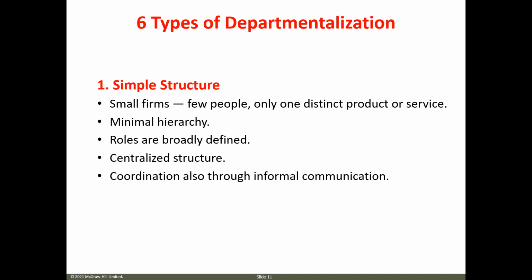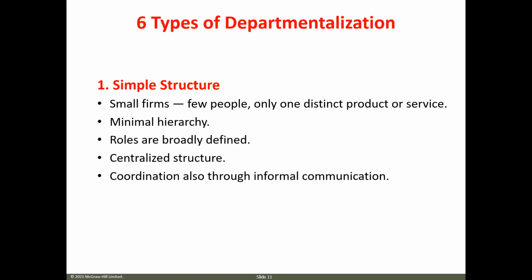In small firms, of course, there are fewer people, so a minimal hierarchy, because those employees perhaps report to their manager only. The roles are broadly defined. Some people do lots of things in that company, especially when it's a startup. And it is centralized because the owners make the important decisions. The staff just follow the rules in that company, and coordination also happens through informal communication, like daily reports.